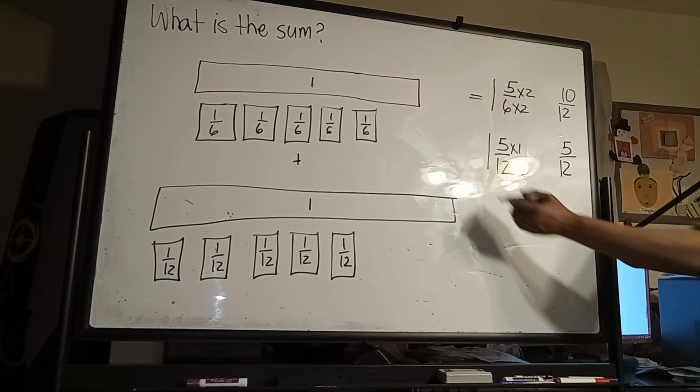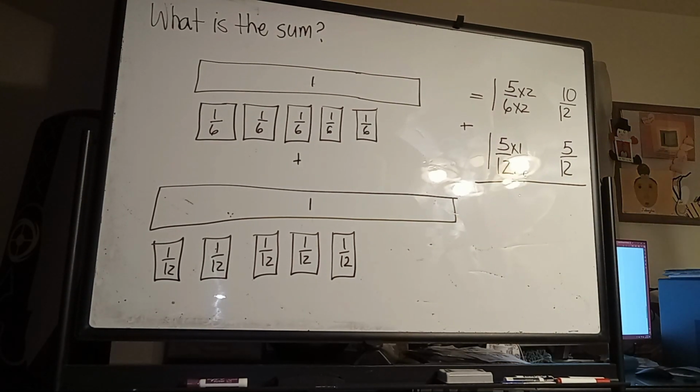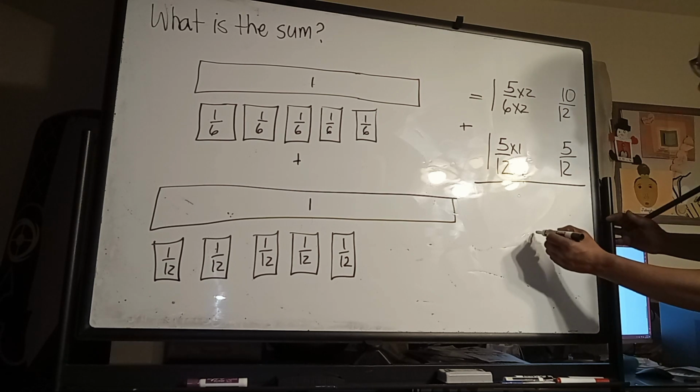All right, so now we're going to add. We're going to put our equal line. We're going to add our operation sign. We have both the same denominators. What's our denominator, Jamil? A 12. All right, so we're going to put our denominator.